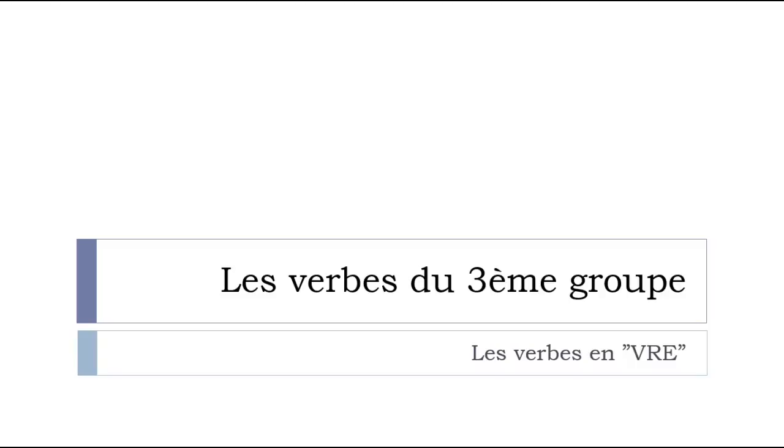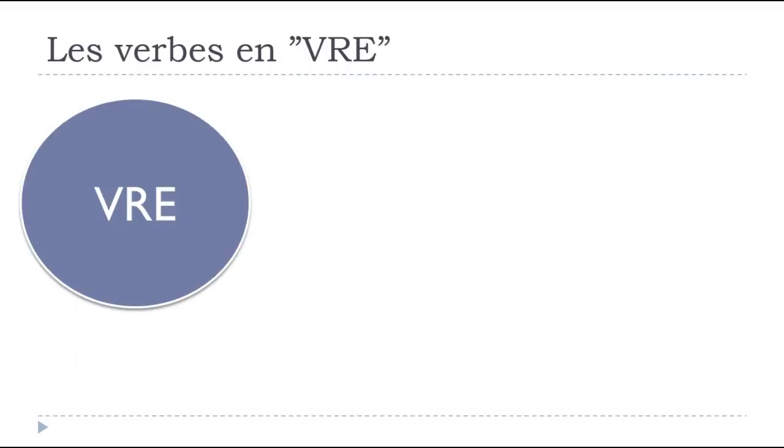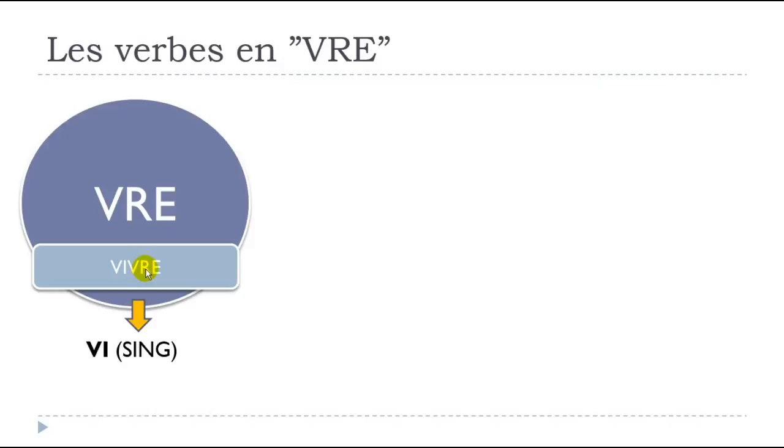Les verbes du troisième groupe, and more precisely, we'll see together how to conjugate at the present form the verbs ending with VRE. So let's see that together. The example I wanted to take is quite useful because it's vivre, and vivre means to live. The tricky thing that you've got to keep in mind with this group of verbs is that it will actually have two stems or two roots. We'll see practically what it means.